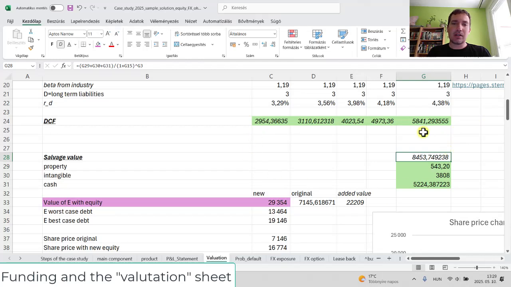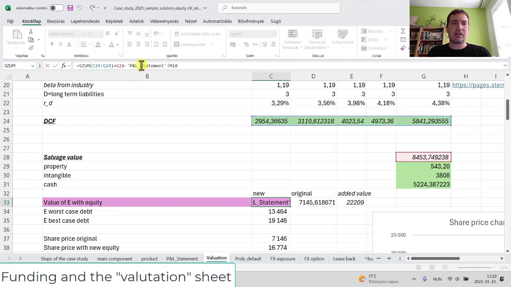So now if we add everything together, then we have the value. Obviously we still have to take the difference, so we have to remove the debt, but these are the present value of the free cash flow.